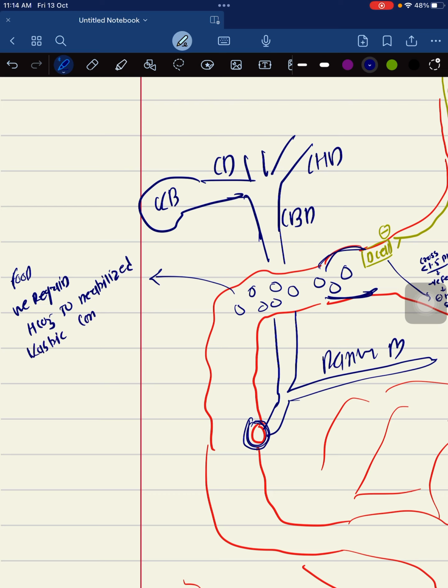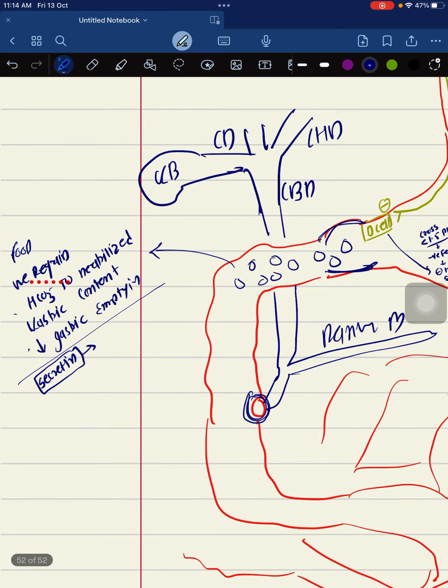the gastric content, and we also have to decrease the gastric emptying. This is done by secretin.